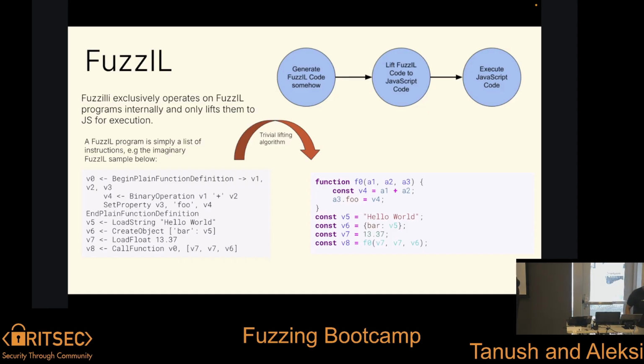And then it does a binary operation on v1 and v2, adds them, and stores them in v4. So that's what this line is here. And then it just sets the property called foo of v3 to v4. And then in the bottom here, similar. This is a one-to-one correlation, so v5 is v5. It loads that string hello world, loads this object, loads an int or float, and then calls f0 with those values. So yeah, that's what it would look like after.